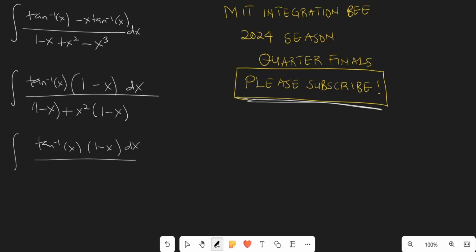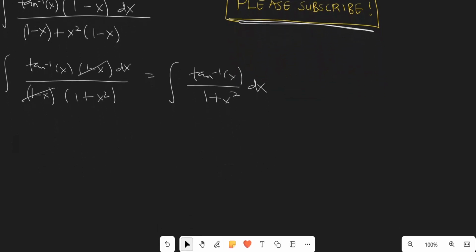So 1 minus x is really a common term between this term and this term. So that is going to be 1 minus x, and that is going to be 1 plus x squared, like this. So we can see that this 1 minus x will cancel 1 minus x, and you're left with the integral of the tan inverse of x all over 1 plus x squared dx, like this.